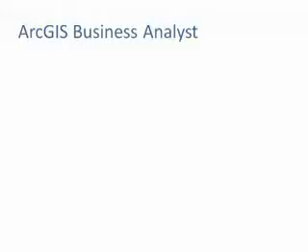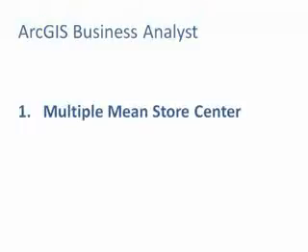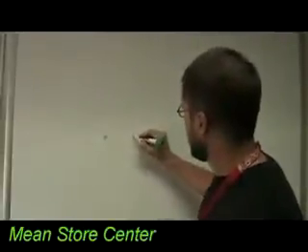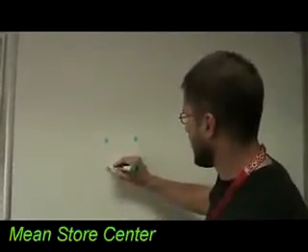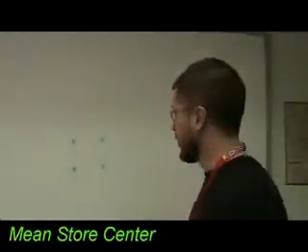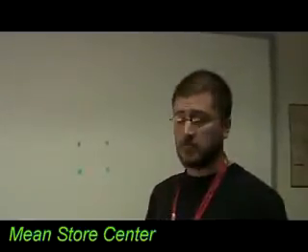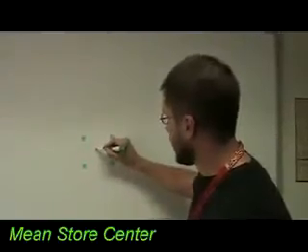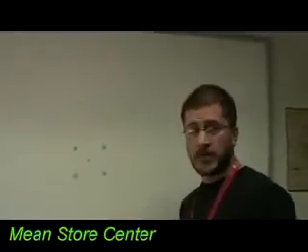Well, I would like to show two different items that we've added to Business Analyst 9.3, one being the Multiple Mean Source Center tool, and the other being Threshold Drive Time Trade Areas. And I have my trusty markers here that smell great, but to explain a little bit about what a mean store center is, let's say that these are 4 store locations or 4 customer locations, and you just want to find the mean center of those. So if you can imagine here, if we've got 4 equal distant areas, the mean store center would be right in the center.